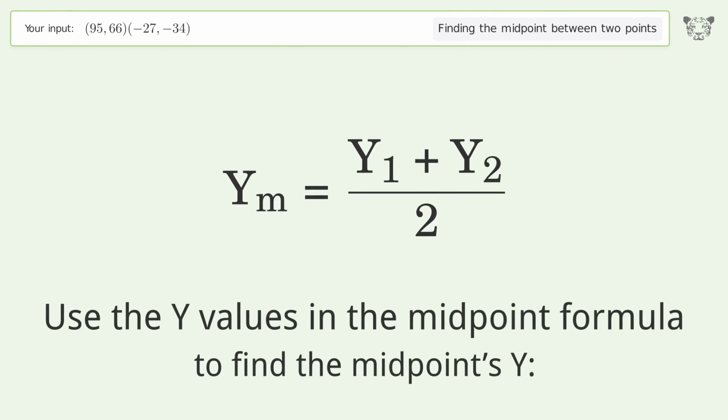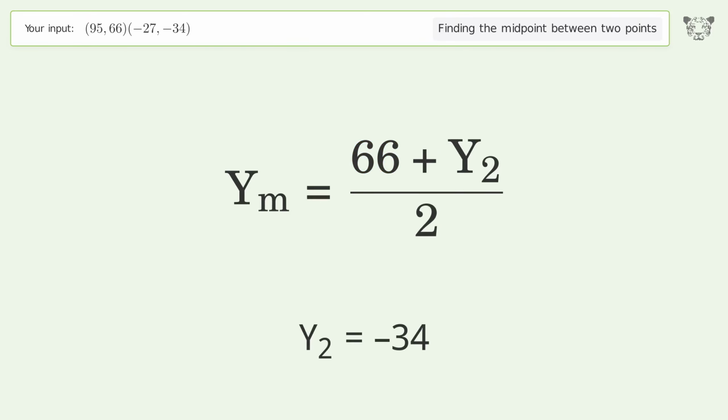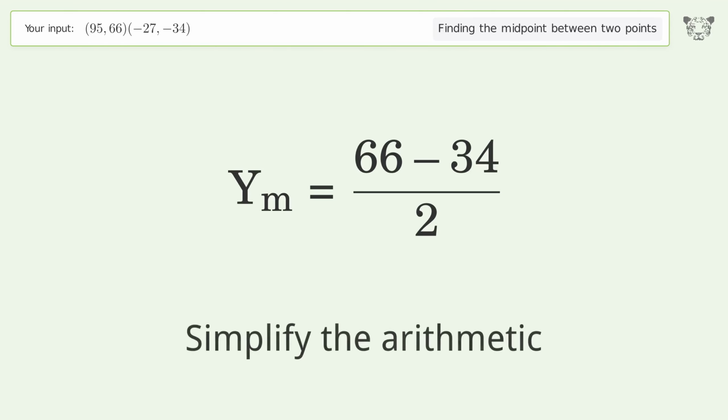Use the y values in the midpoint formula to find the midpoint's y. y1 equals 66. y2 equals negative 34. Simplify the arithmetic.